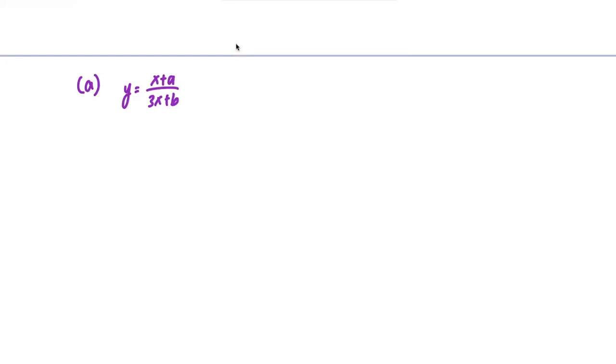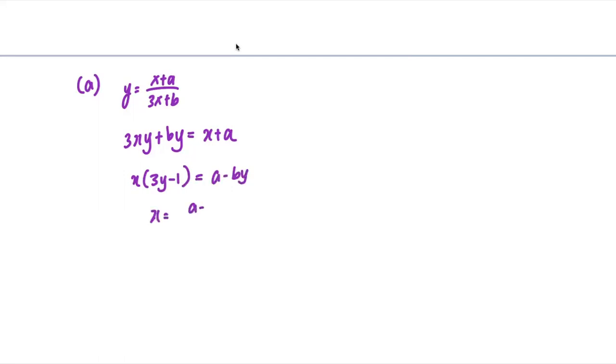So if you need help showing this, there are 3 different ways. I will show you one of them. The other 2, you can read the answers. So what I will do is to find the inverse. 3xy plus by equals x plus a. Let's make x the subject. So x(3y minus 1) equals a minus by. x equals (a minus by) over (3y minus 1).